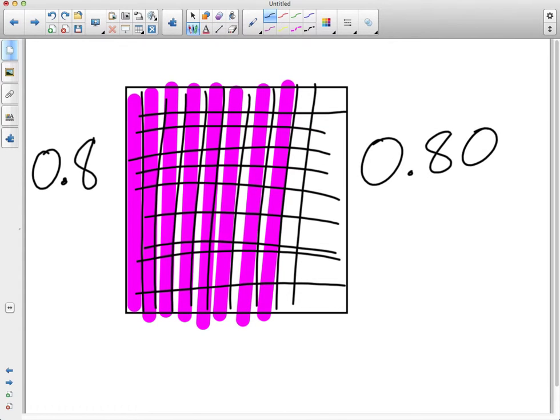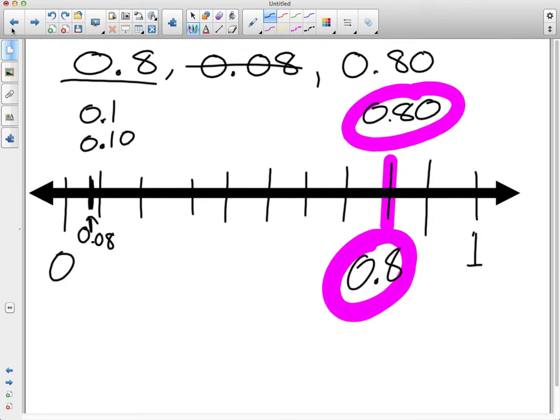0 and 80 hundredths. These two values are the same, and that is why when Robbie plotted these two decimals, he plotted them on the same hash mark on our number line. Nice job.